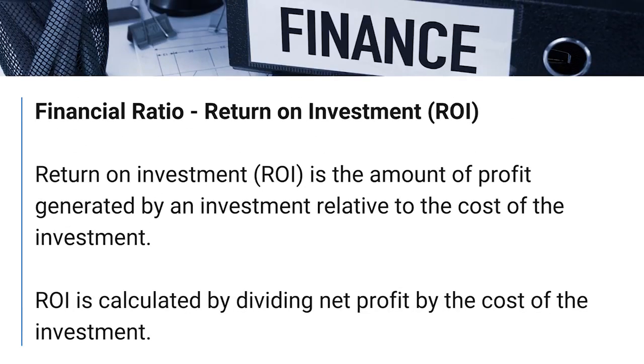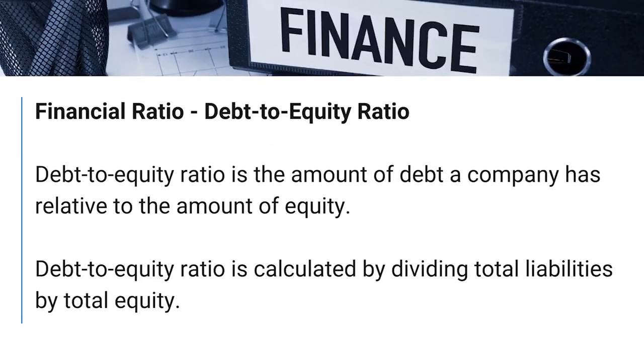Financial ratio, return on investment. Return on investment is the amount of profit generated by an investment relative to the cost of the investment. Return on investment is calculated by dividing net profit by the cost of the investment. Financial ratio, debt to equity ratio. Debt to equity ratio is the amount of debt a company has relative to the amount of equity. Debt to equity ratio is calculated by dividing total liabilities by total equity.